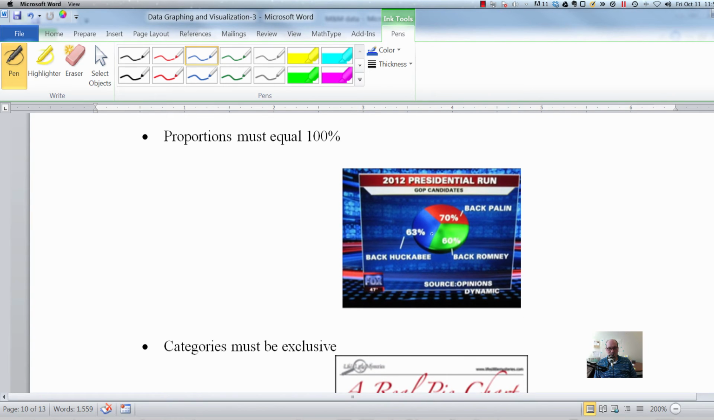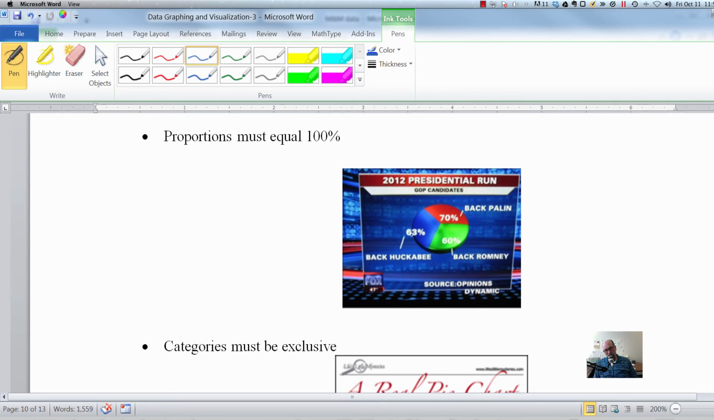Proportions must equal 100%. This is kind of an old chart, a couple years old, depending on when you're watching this video. Maybe it's really old. But here was a question. Fox News said, who would you back, given these different political opponents that were trying to run for the Republican presidential bid, GOP candidates? As you can see, these percentages are really great. The problem is it does not equal 100%. That's a problem, Fox News.